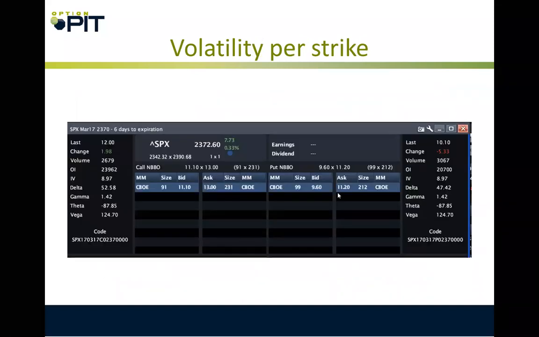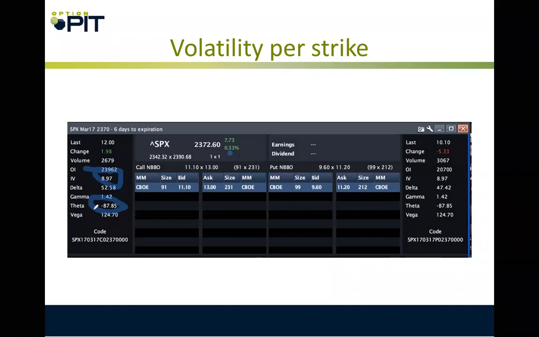Okay. So the key is vol per strike. Now this is live vol. It's a good volatility tool. It's the one we use a lot. And you have an implied volatility per strike. So every strike has a unique vol. It also has a decay per strike. So that's $87 a day for a one lot.